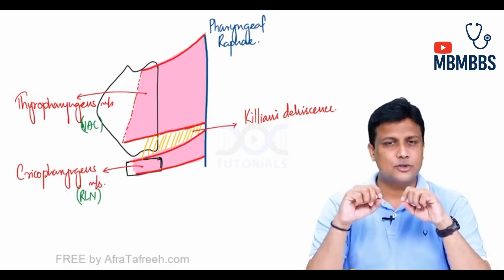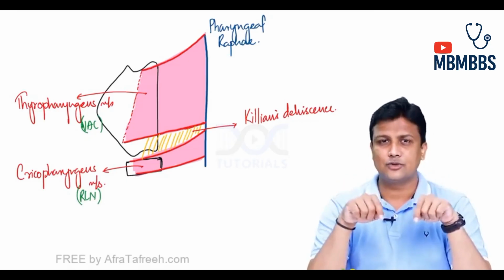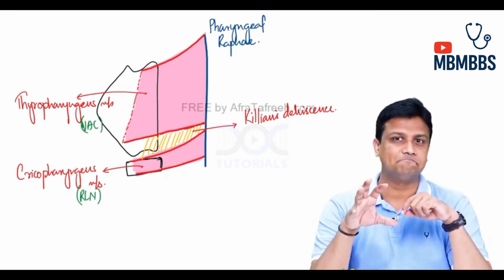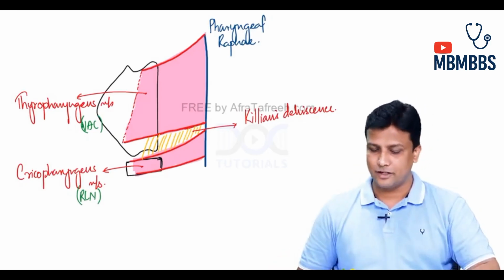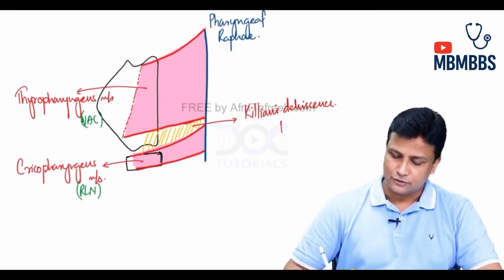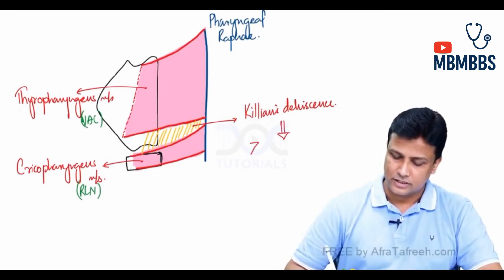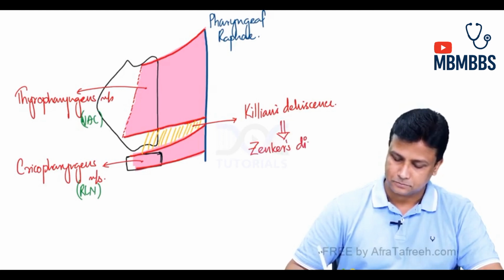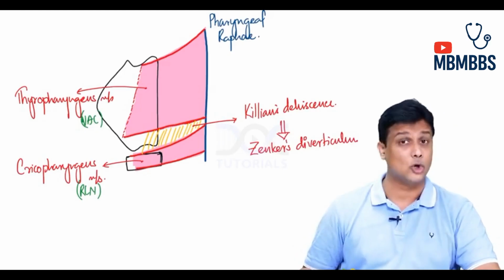Okay, then what is going to happen from that area of weakness? What is going to happen, sir? There will be a diverticulum, and that diverticulum is very famously referred to as Zenker's diverticulum. So from this Killian's dehiscence, you will be able to see the Zenker's diverticulum. Zenker's diverticulum, guys. That's the important concept here.